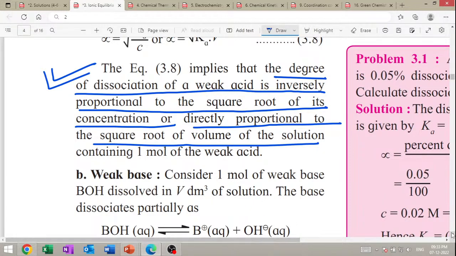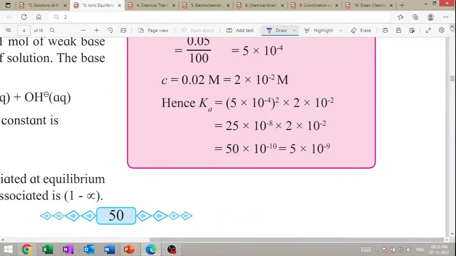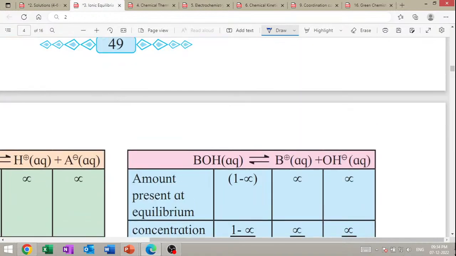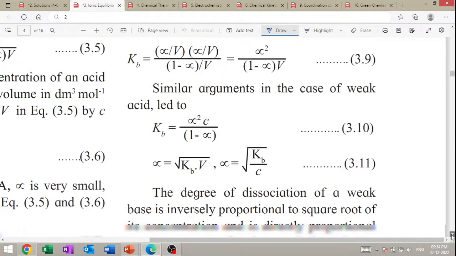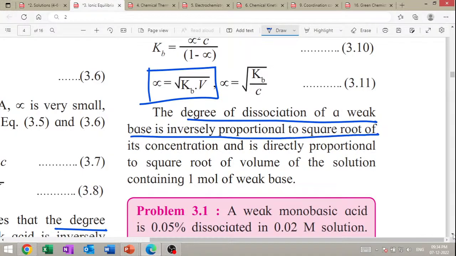And next is the weak base. तर पहा इथून पुढे weak base start होते. If asked the question specifically for weak base, then only write for weak base. And if the question asks for weak acid, then write for weak acid. These are the steps: first the table, then substitute the values, and we get the final equation. And this is the statement: degree of dissociation of weak base is inversely proportional to the square root of its concentration and directly proportional to the square root of the volume of the solution.